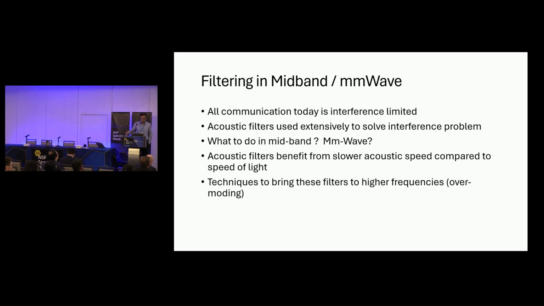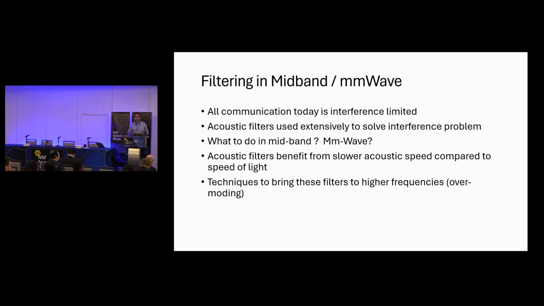We also talked a little bit about the filtering problem. Hossein Hashemi brought up the problem that all communications today is really interference limited, and the solution is lots and lots of filters, right? If you open up your phone, you're going to see dozens of acoustic filters that are filtering specific bands and allowing the system to work. And what do you do as you go above 5-6 gigahertz? Acoustic filters are not there today commercially, so that's a good research problem.